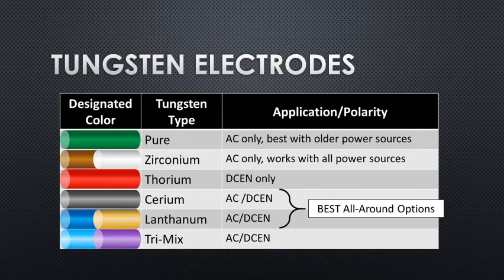Cerium and lanthanum are your best all-around options. They work good in AC or DC. They do resist balling a fair amount, so many times in AC you can weld with a slight taper to your tungsten, giving you better arc control.